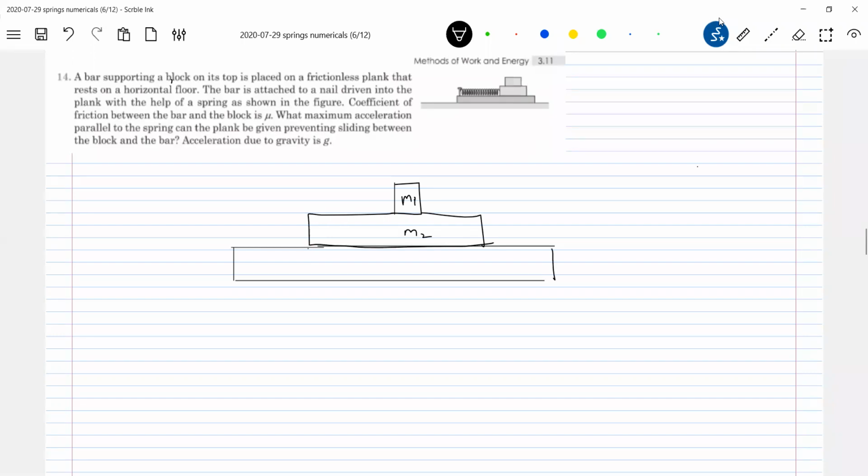There is a plank and there is a spring connected. There is a nail. This is the situation. Now, I'll write it here. There is friction between them, and initially what is the state of them? They are at rest. So we'll start the problem like this. It'll be much easier. And what is the state of the spring? Relaxed.